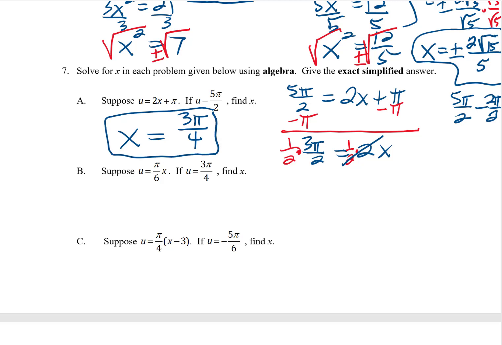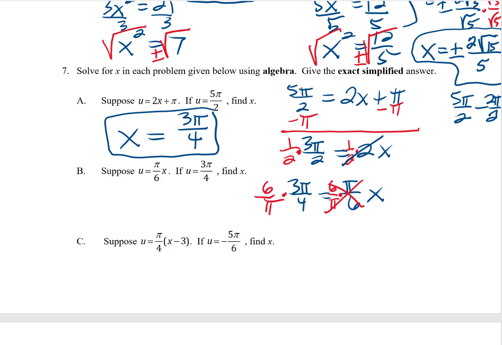Similarly, in part B, I've got a simpler equation this time. I'm replacing the u with 3 pi over 4, so that gives me 3 pi over 4 equals pi over 6x. I can get this x by itself in one step. Just multiply by the reciprocal of this number, 6 over pi. On the right side there, that'll leave me with just the x. The pi's go, the 6's go, the x is by itself.